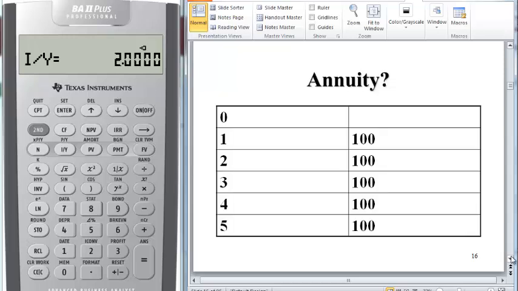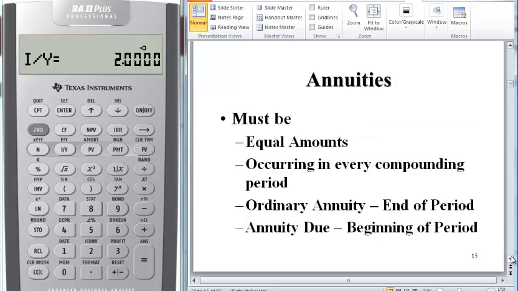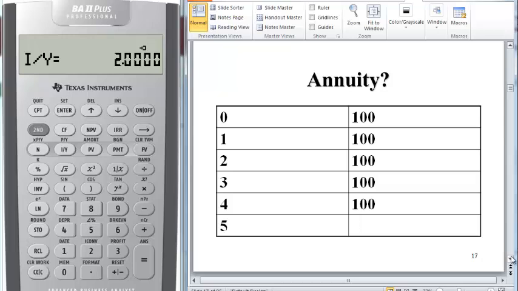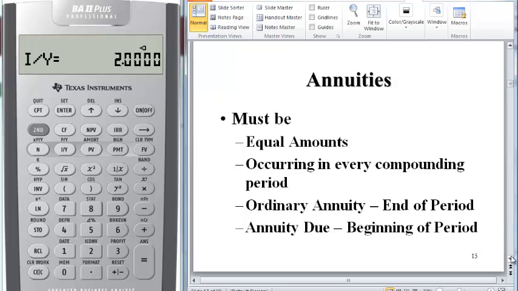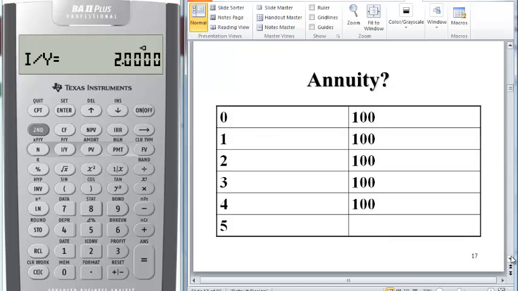So is this an annuity? And the answer is yes, this is an annuity. When did it happen? At the beginning or at the end? It happened at the end. So what is that? Remember, an end period annuity would be an ordinary annuity. How about this? Yes, that's an annuity. And what kind of an annuity is it? Well, let's go back. It's happening at the beginning of the period, so that's an annuity due.